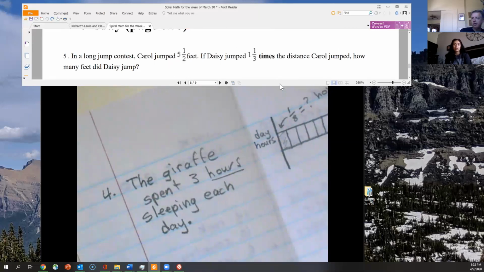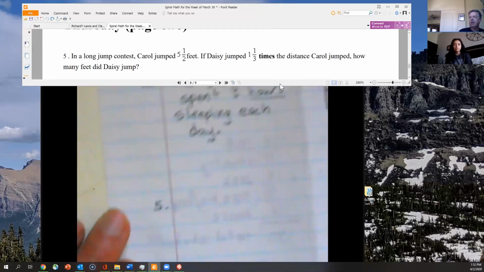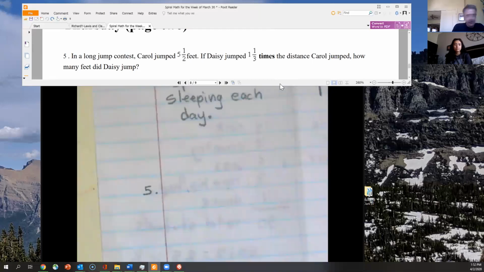Now for number 5, boys and girls, this one is definitely where a lot of kids fall into the number monkey trap. I'm going to read it and we're going to go over the answer sentence, and I want to make sure that you avoid the number monkey trap today. In a long jump contest, Carol jumped 5 1/2 feet. If Daisy jumped 1 1/3 times the distance Carol jumped, how many feet did Daisy jump?